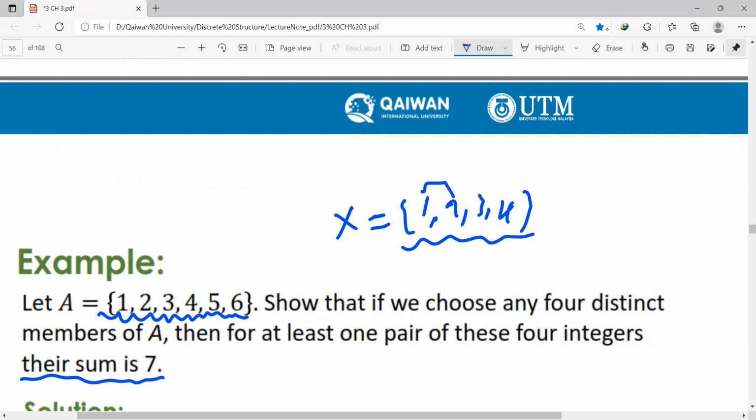Look, 1 and 2 is 3, 1 and 3 is 4, 1 and 4 is 5. But here we have at least 2 elements such that the sum of the pair is 7.